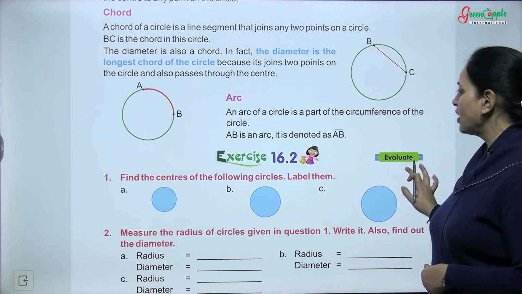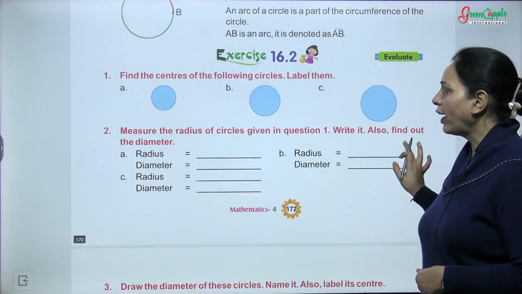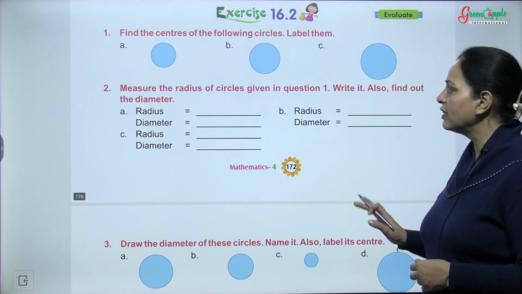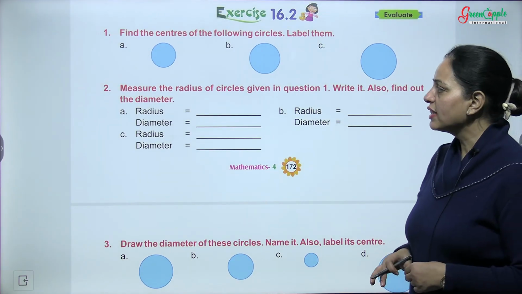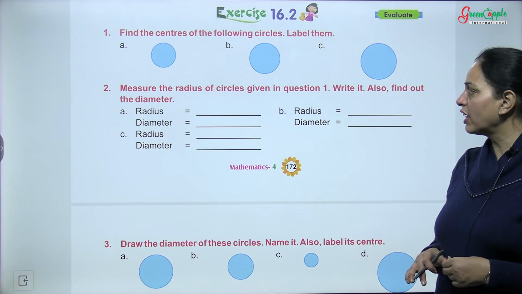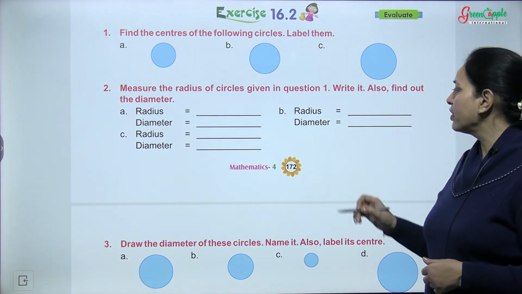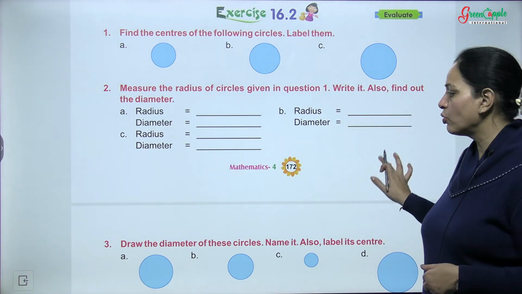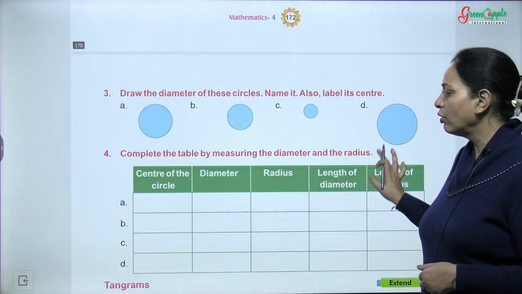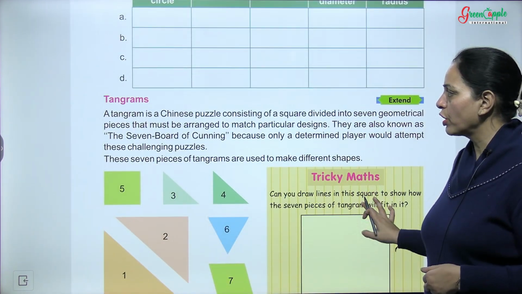Now exercise 16.2, question number 1. Find the centers of the following circles and label them. You can do it. The second, measure the radius of the circles given in question 1. Write it, and also find out the diameter. So you can try this one, and the third also, and the fourth question you can do it.